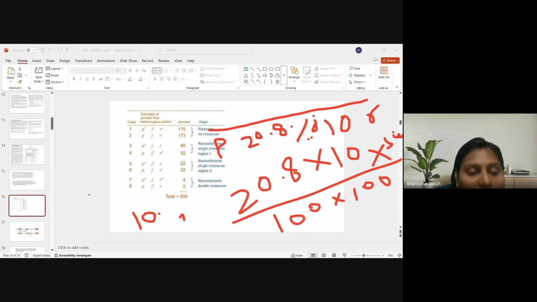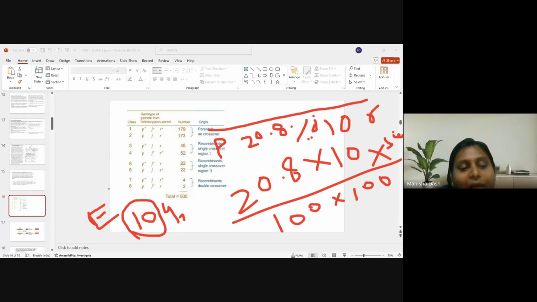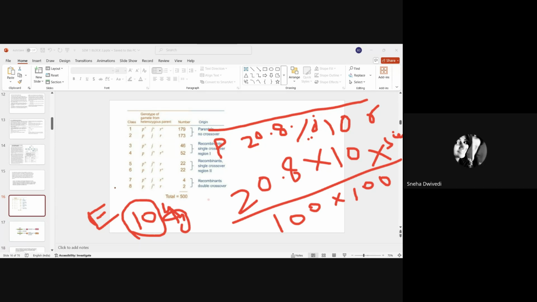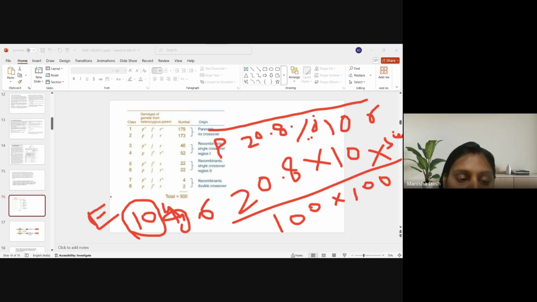So actually 10.4 is our expected number of double crossovers. How many double crossovers should you expect? 10.4, let's say it should be 10. But how many double crossovers are you actually observing experimentally? 4 plus 2, how much? 6. So this ratio represents the coefficient of coincidence.